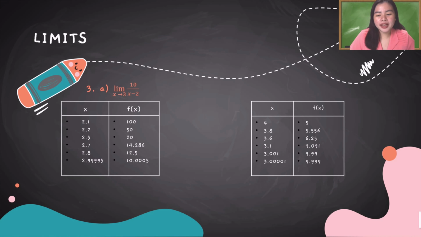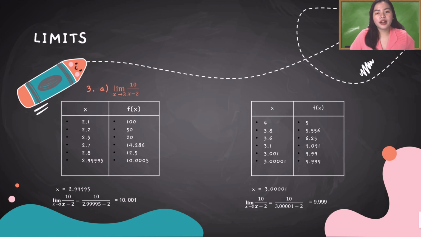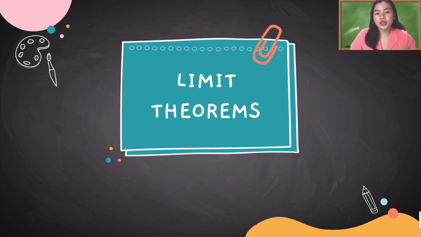And then start replacing our x values in the given equation. The 6 values of each table should have the same value or approximated value. In this solution, the two 6th values have the same approximated value, which is 10. So we can say that the limit of 10 over x minus 2 as x approaches 3 is equal to 10.